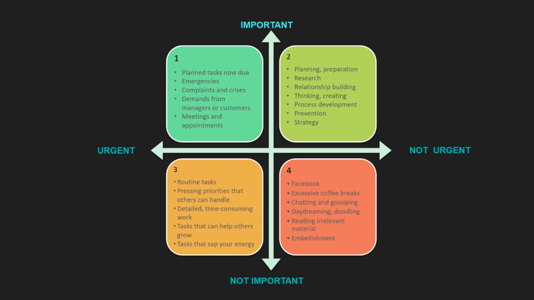If we look at quadrant 3, these are routine tasks, repeatable tasks, perhaps pressing priorities that others can handle. So when we say that these tasks are not important, it's also useful, particularly if we're thinking about using the model for delegating, to think about things that are not necessarily important for us to do ourselves. So pressing priorities that others can handle, if they can do it instead of us, then that would alleviate time that we could put onto things that are more important that we do ourselves. Other things in this quadrant would be detailed, time-consuming work that if we could free up our time and delegate to someone else, that would be really valuable.